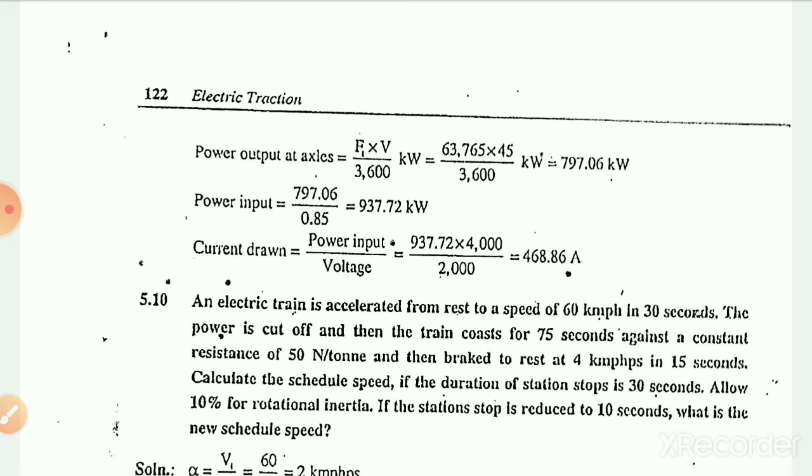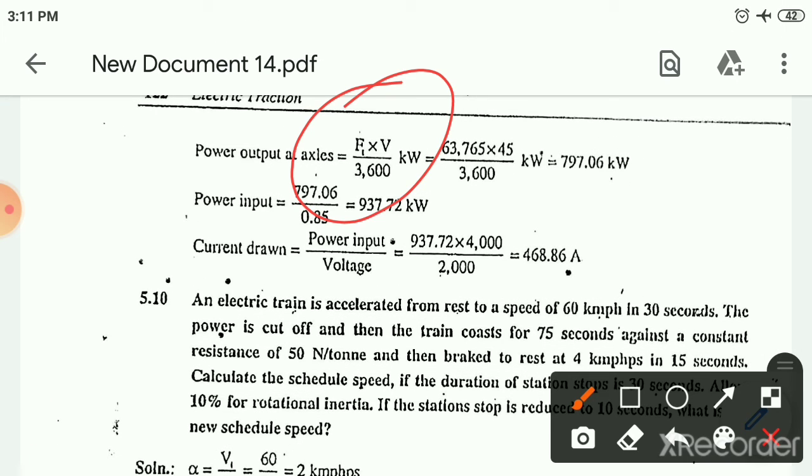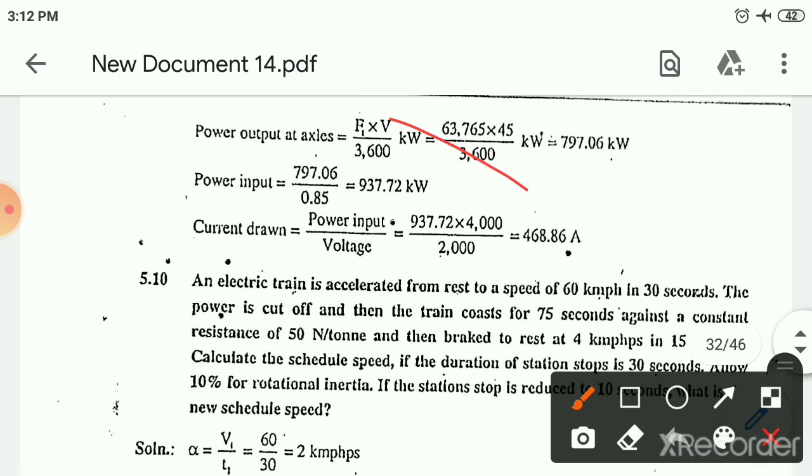So the power output at the axle is Ft, this is the equation which we have derived previously: Ft into V divided by 3600 kilowatt. Ft and V you substitute, 3600 as it is, and you will get the power output at the axle as 797.6 kilowatt.